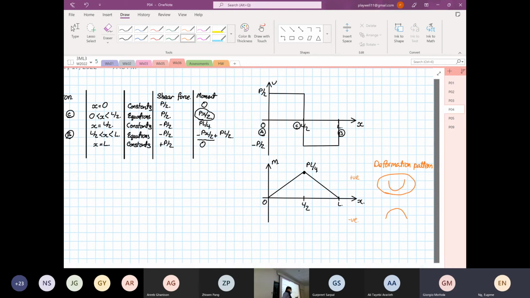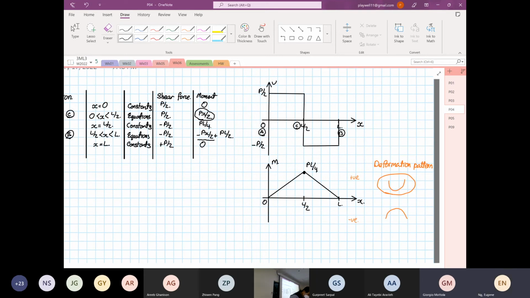This is one thing I want you to observe. First, if people ask what we mean by positive moment and what we mean by negative moment, it all depends on the deformation. Okay, number one. Number two, I want you to observe this.